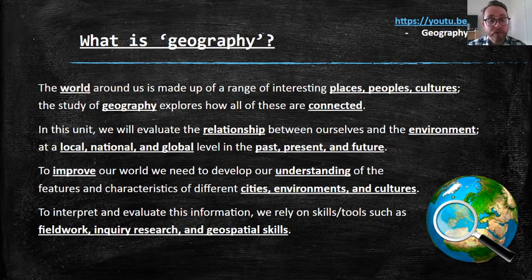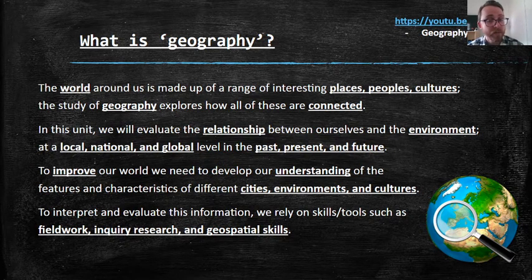So the world around us is made up of a range of interesting places, peoples, and cultures. The study of geography explores how all of these things are connected. So everything outside of your window is part of geography. The people, the places, the trees, the animals, everything. And they're all connected.